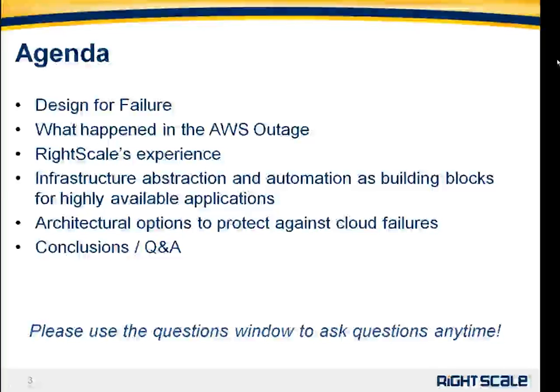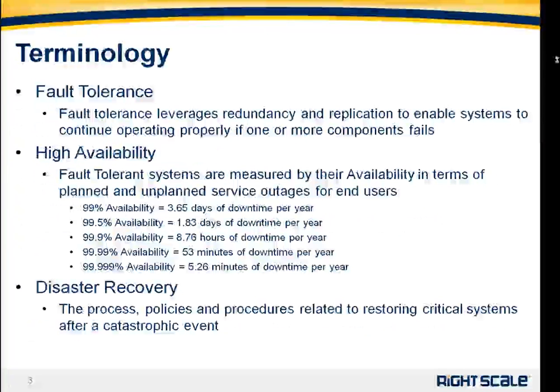And then dive into actual approaches around infrastructure abstraction and automation and how that can be used to develop HA applications. What are some architectural options to protect against cloud failures? And then conclusions, and give some time for a question and answer at the end.